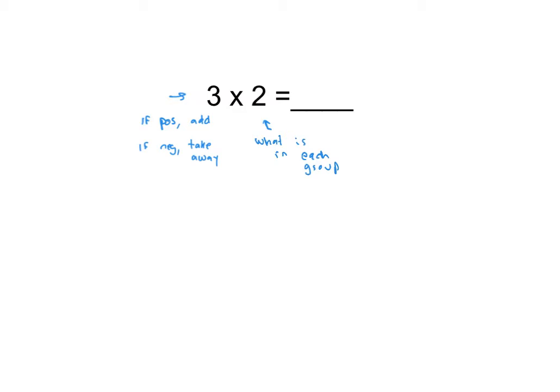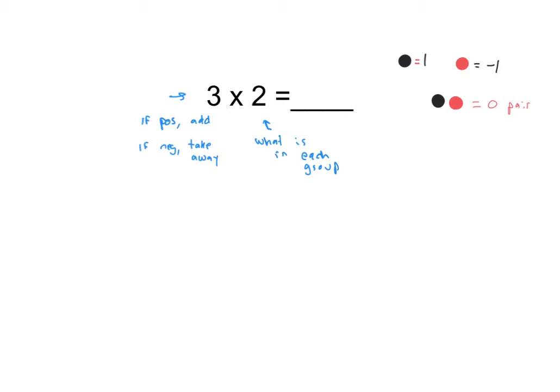All right, let's talk about what this means. So we are going to be using our tile model. For me, I'm going to have a black and a red. And I'm going to say that my black equals a positive 1 and my red equals a negative 1, which then means that one black and one red together is going to equal a 0 pair.